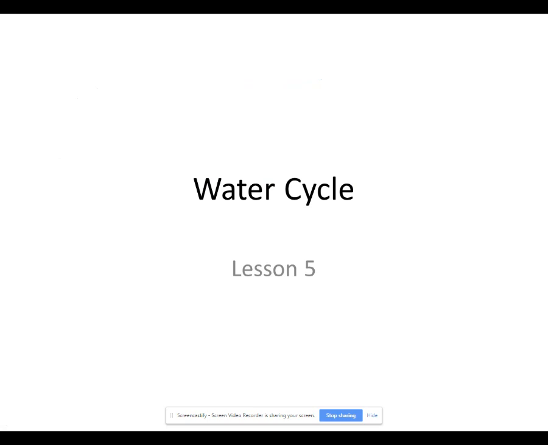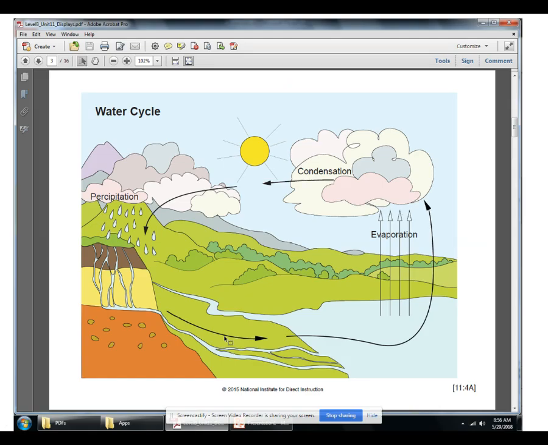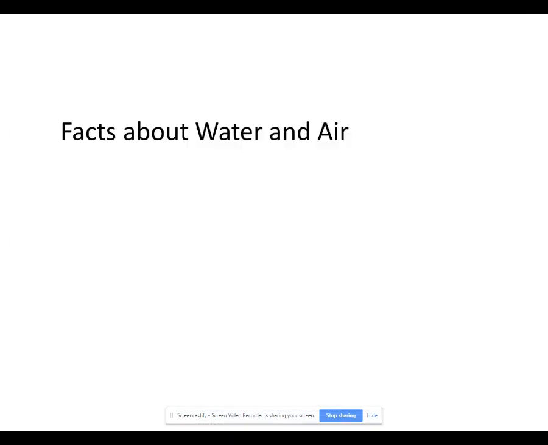This is the makeup lesson for water cycle lesson 5. You've learned some facts about the water cycle already. We've learned that the water cycle has 3 main parts: evaporation, condensation, and precipitation. And you've learned some facts about the water cycle.